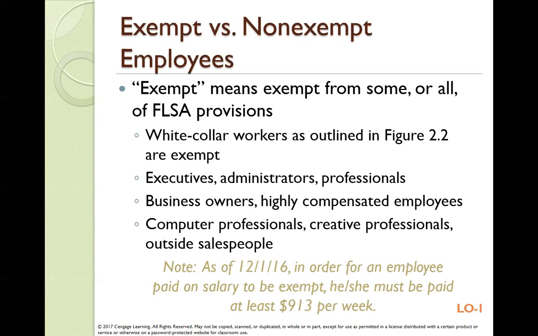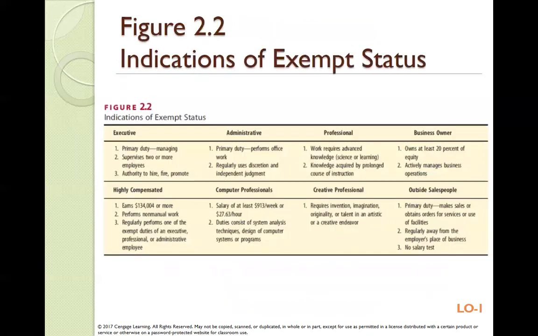But you have to make at least $913 a week, which I think was a good change, because if you were making lower than that and they were expecting you to work more hours, that's not a good situation. So I like that they changed that. These are the different categories to achieve exempt status. We're not going to read through them, but you can see it depends on what area you work in, what defines an exempt employee.